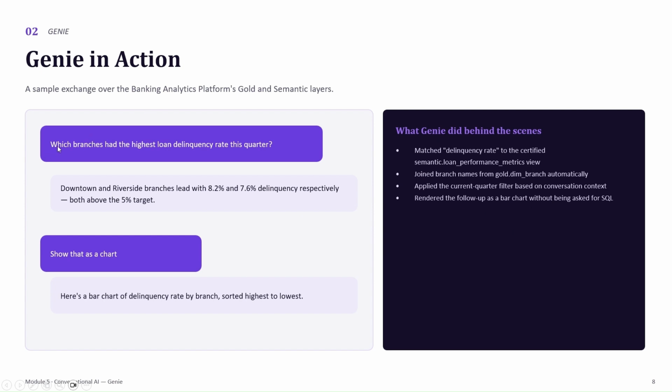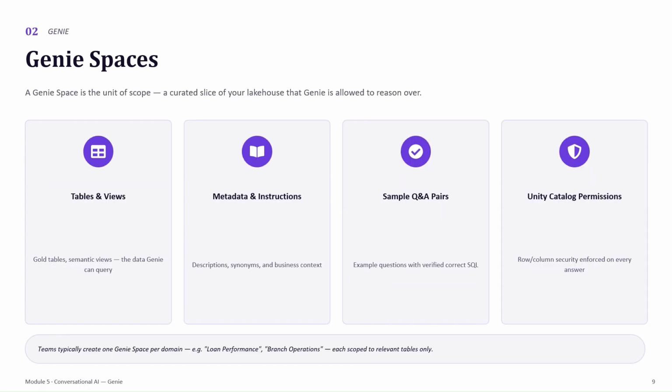So when somebody asks which branches had the highest loan delinquency rate this quarter, downtown and riverside branches lead with 8.2 and 7.6% delinquency rate respectively. Show the chart, and a chart will be visible. So that's how Genie works, well grounded on your data.